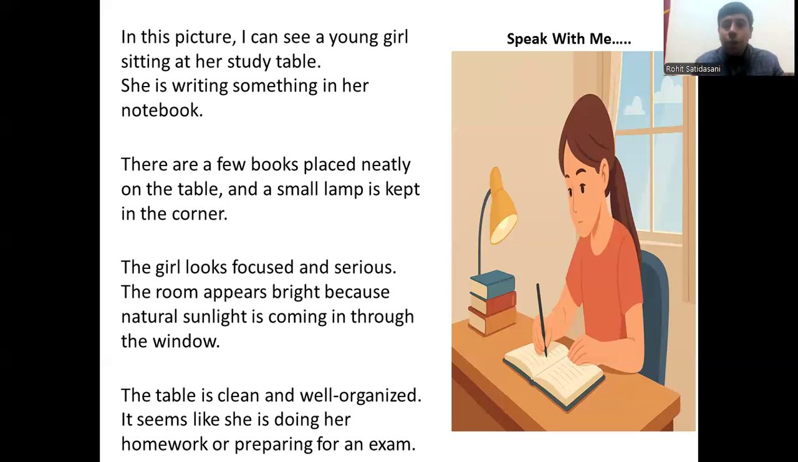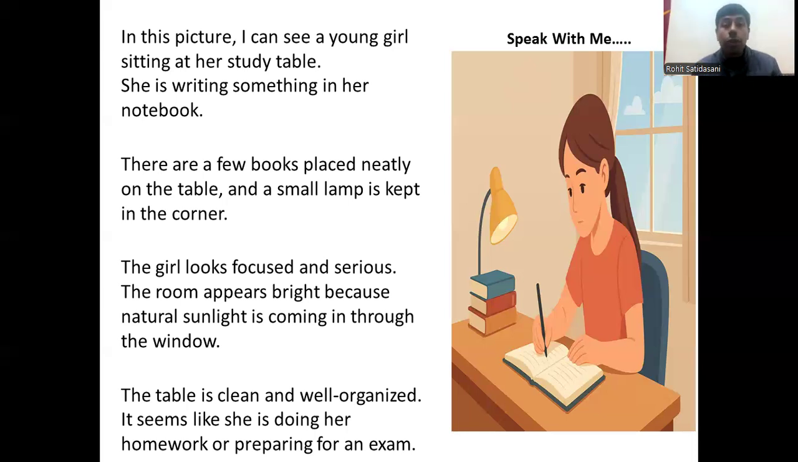The girl looks focused and serious. As she is serious, she is focused and concentrated on her work. The room appears bright because natural sunlight is coming in through the window. As you can see in the picture, it's a bright sunny day. Next, the table is clean and well organized. It seems like she is doing her homework or preparing for an exam.